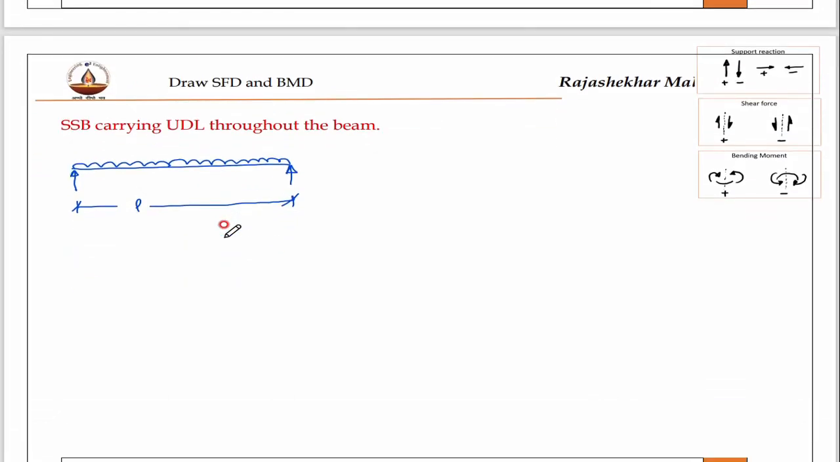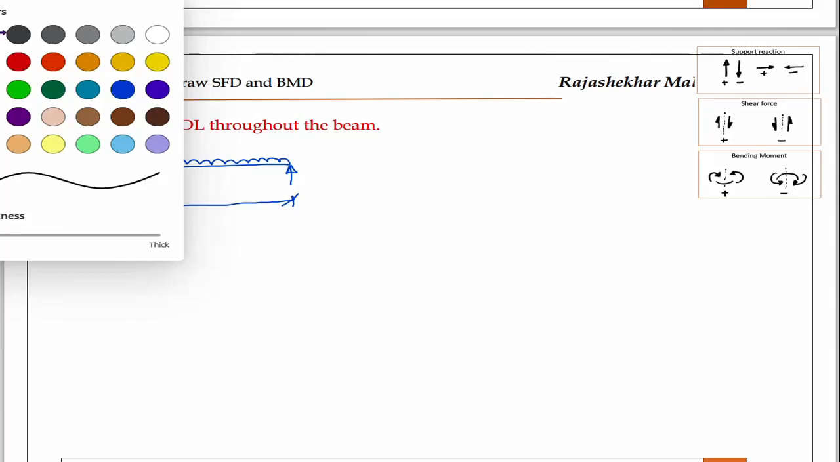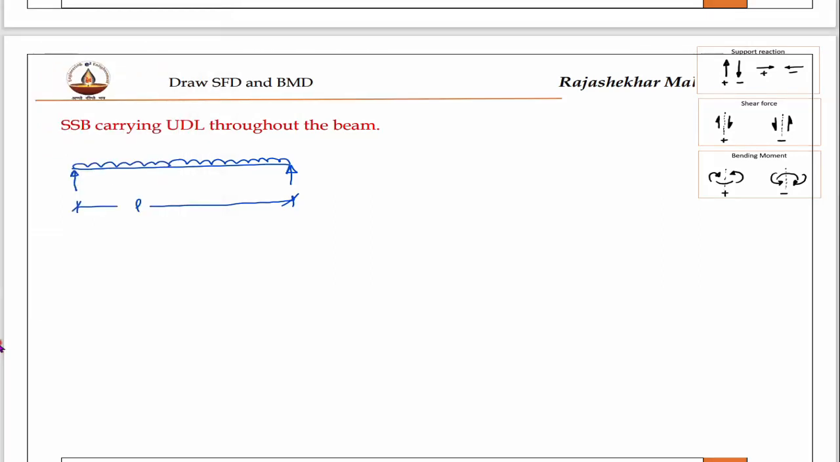This is a UDL. Here first I have to convert this UDL into point load. For that I will draw a dotted line. This is for my reference, and the load here might be W intensity. W into L is your point load. Right?